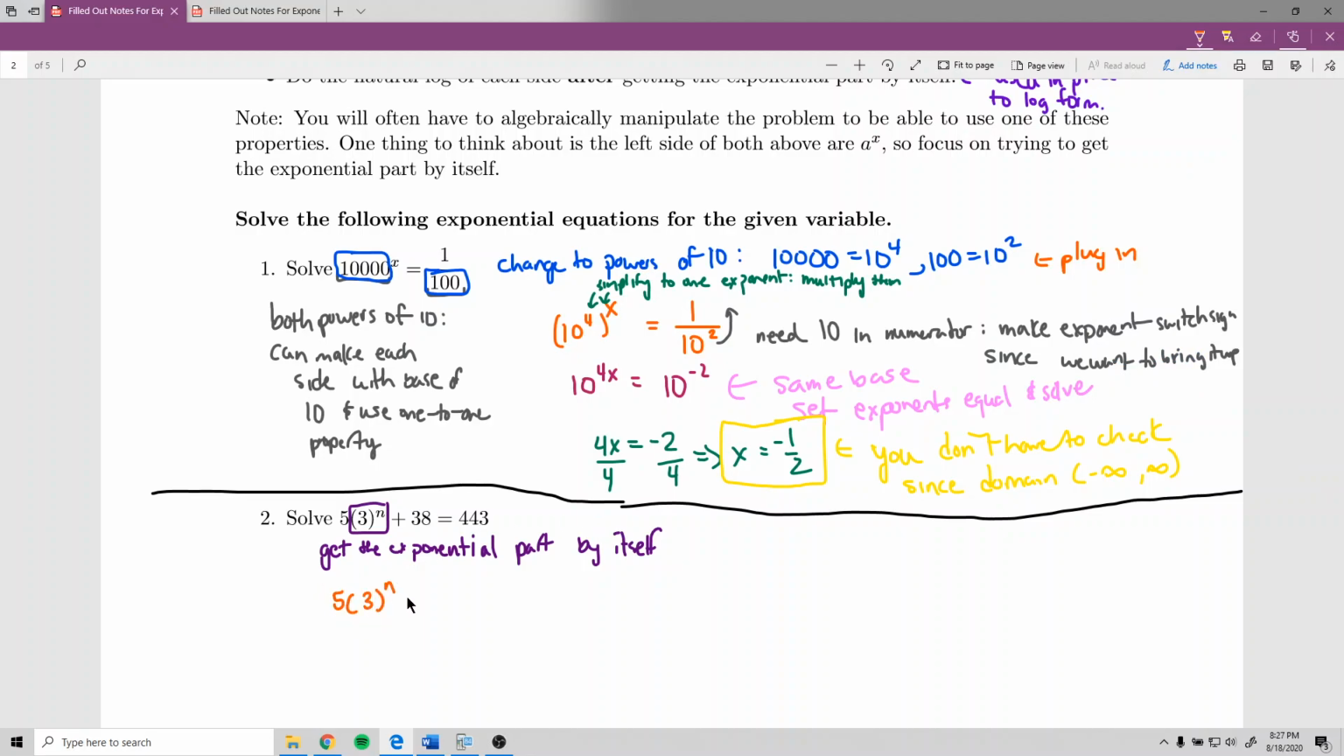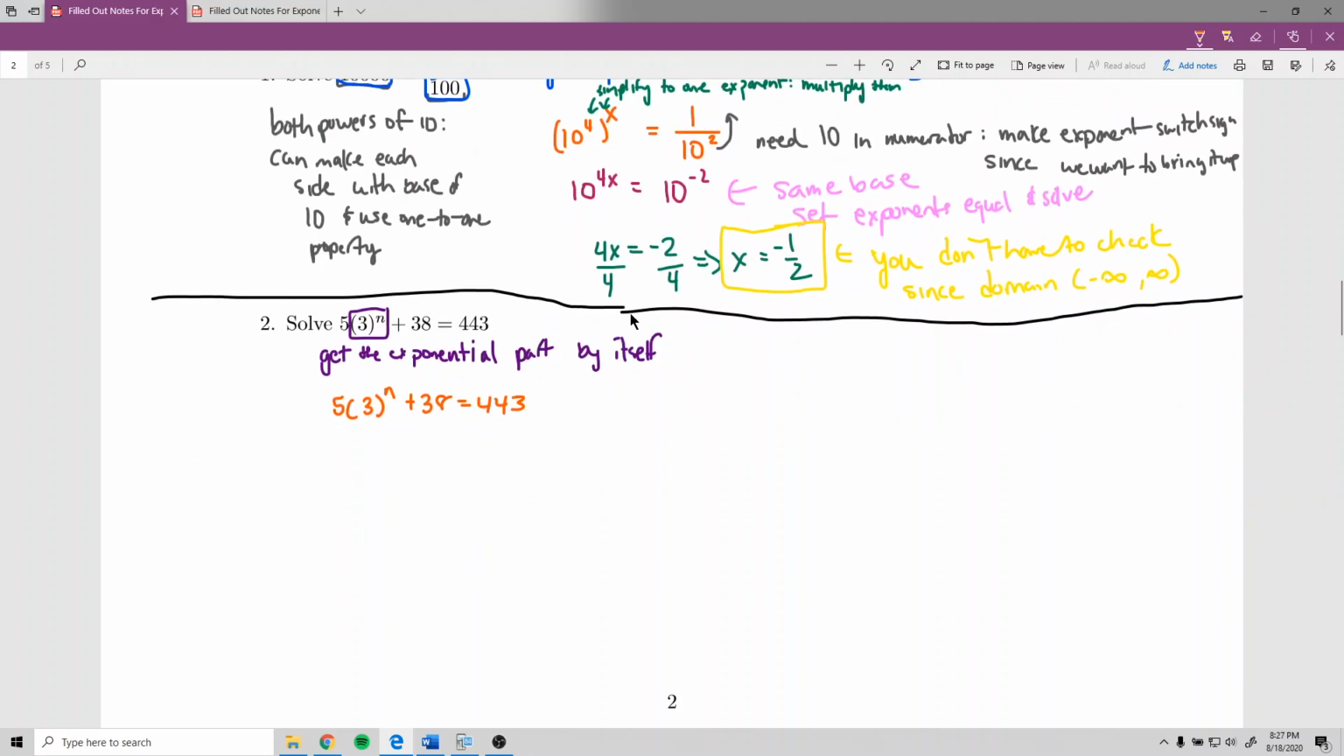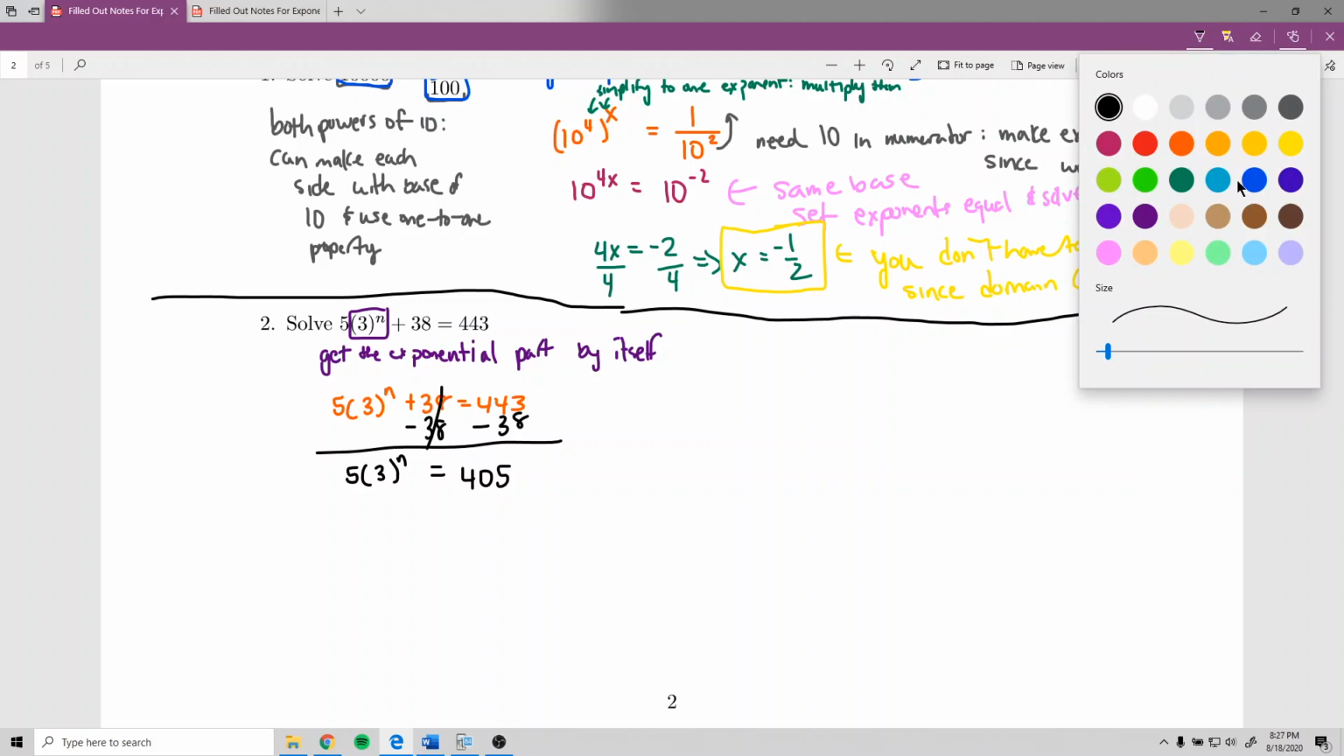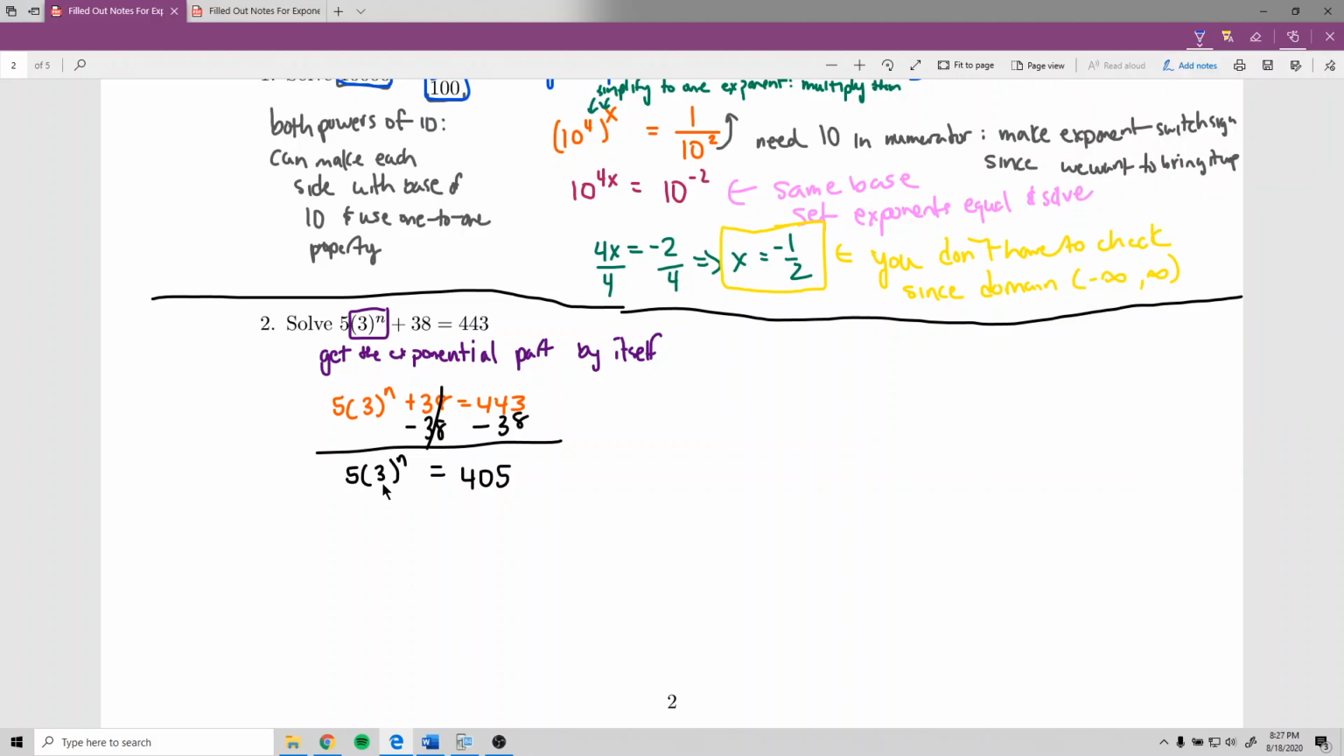I'm going to rewrite the problem just to give myself the room to work. And like I said, get this part by itself just as if it was x. So we subtract the 38 from each side, and we get 5 times 3 to the n power equals 443 minus 38, which is 405. And then to get rid of the 5, since it's multiplying 3 to the n, we divide by it. And we get 3 to the n power equals 405 divided by 5, which is 81.